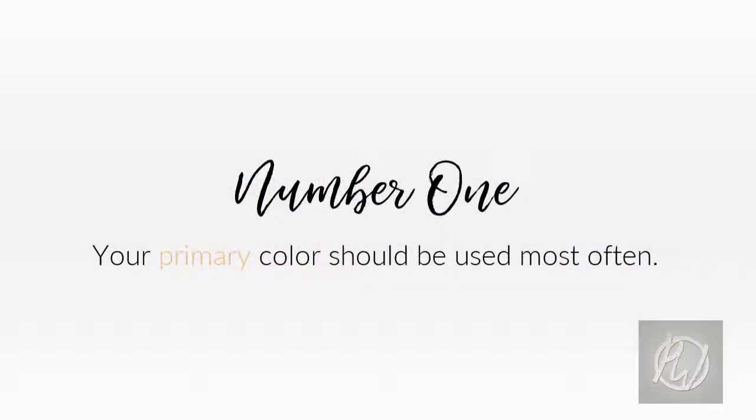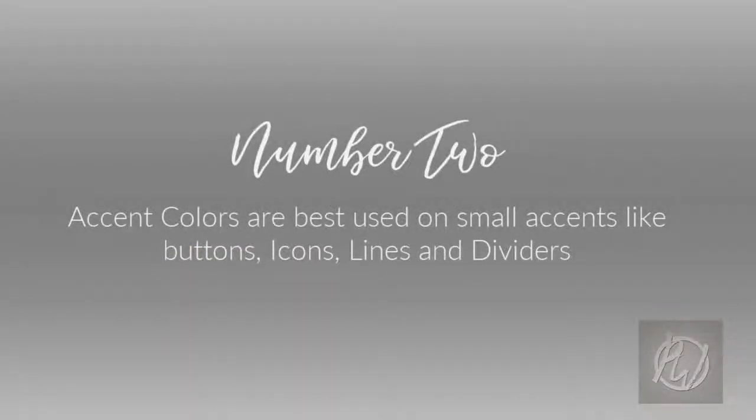Number 1, use your primary color most often. Make sure that with all of your colors, your primary, your secondary, your accents, and the color variations of each of those, you will have one primary color. Make sure that you're trying to use that as much as possible and above every other color. Number 2, you can use your accent colors for buttons, icons, lines. If you're doing a featured image, you can use it for dividing lines and accents on your design.